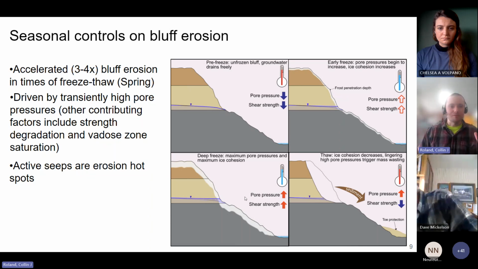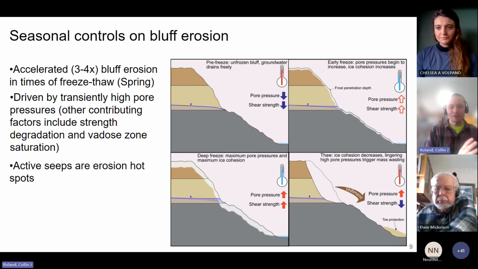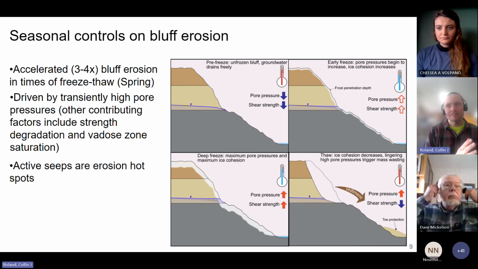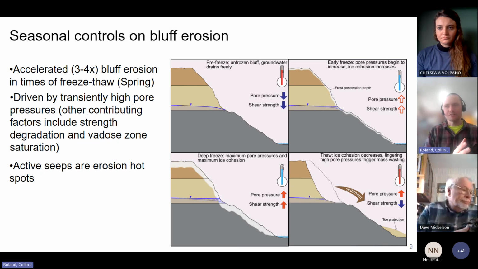We get a deep freeze, maybe where we're at right now with the really cold temperatures. We have this thick frost zone. There's a lot of water that might be stuck behind that ice, but the bluff is really, really strong because it's so frozen. So it's not really failing right now.